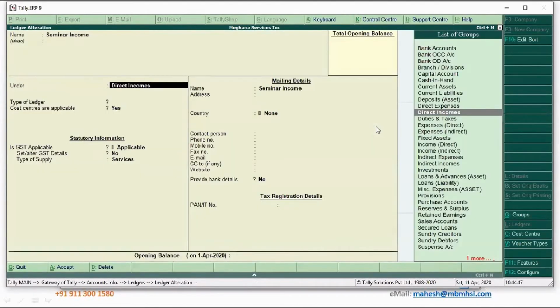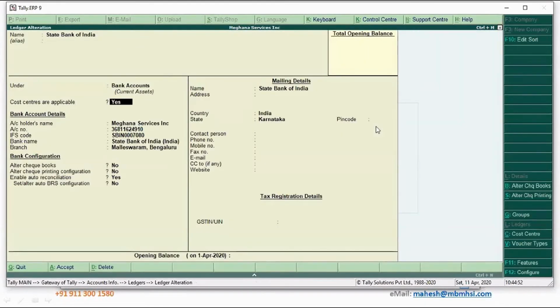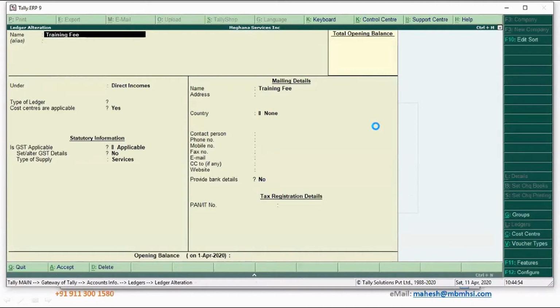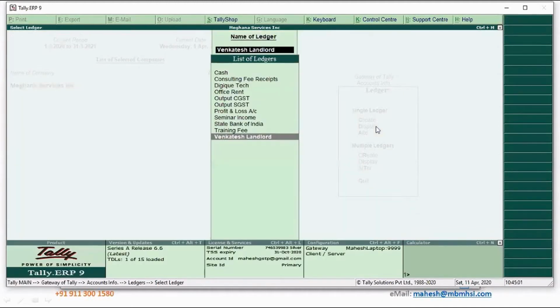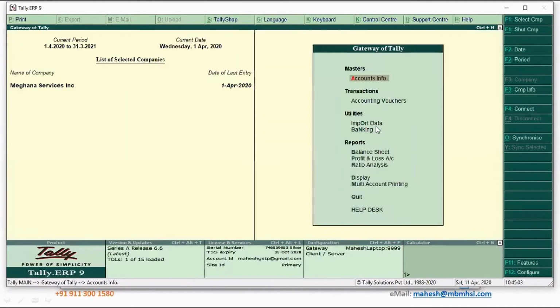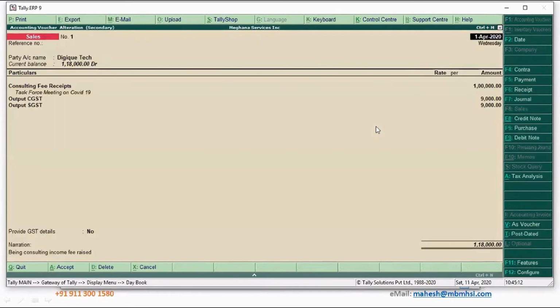Seminar income, of course it's already there. State Bank of India, already there. Training fee, already there. Landlord, for him also I will enable the cost center. So for every ledger the cost center is enabled. Now let me do one thing. First let me go to this Digite, because we had enabled the cost center for both customer and the income ledgers.